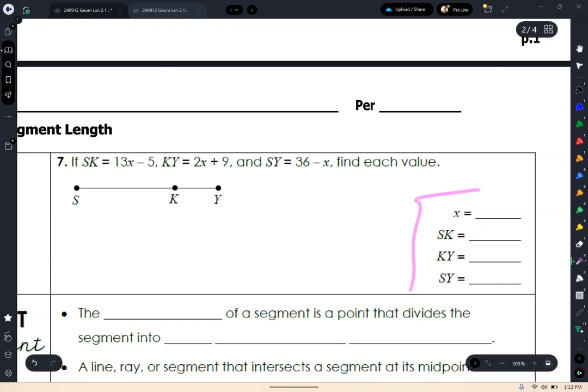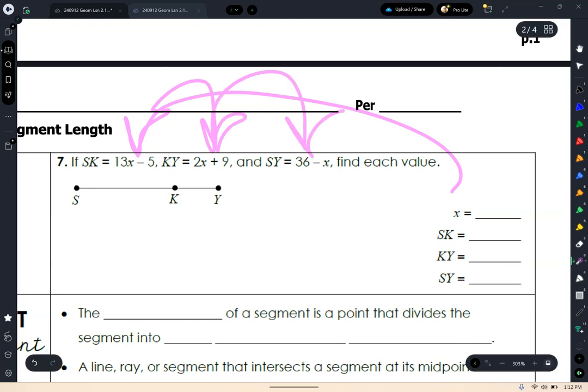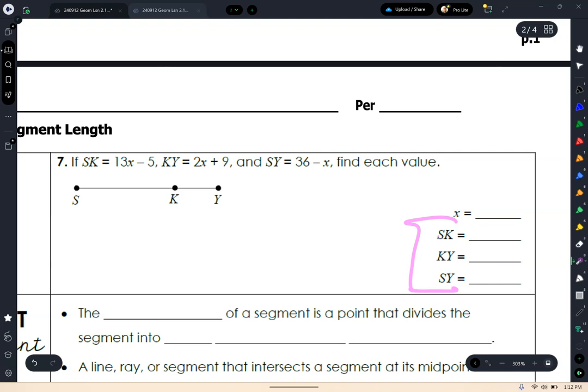Now we're asked to find 4 pieces of information over here. So in a question like this, you would have to find your X value. Once you know your X value, you're going to go back and plug it in here, and here, and here. That's going to allow you to figure out these measurements right here. Okay, make sense? So it's just sort of an expansion of what we've done. But there's other things to talk about.